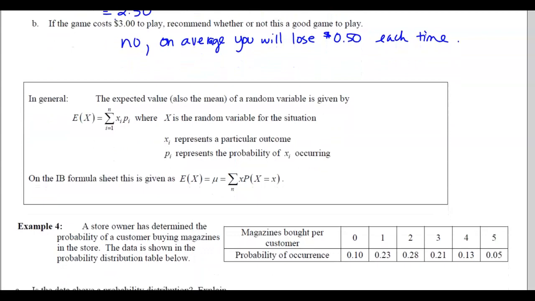As I said, there's the formula. It shows E of X or mu, and often it shows the capital notation in your IB data booklet. So when you get to SL 3.1 or HL 3.5 and write your IB exams, you'll get a data booklet, two pages long, and it will have that formula in there for you.